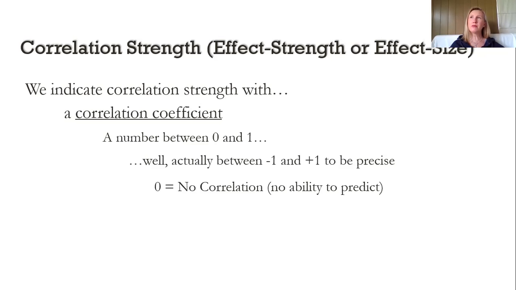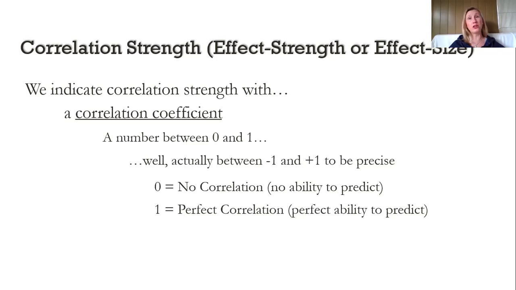So if we look at something like eye color and weight, are these two variables related? I would say we'd probably have a very low correlation coefficient, maybe 0.05. That means we don't have any ability to predict how much someone weighs based off the eye color they have. Those are just two arbitrary variables that don't vary together.